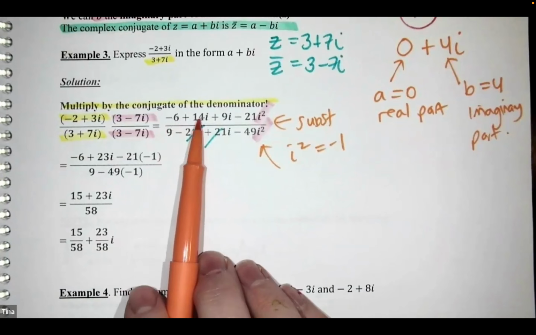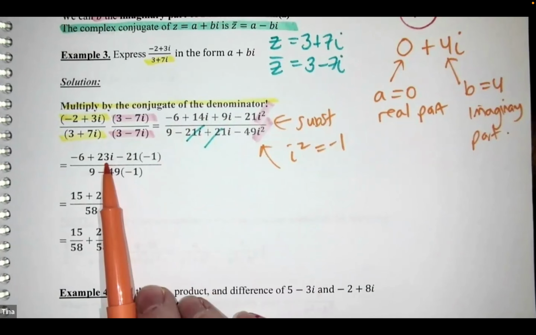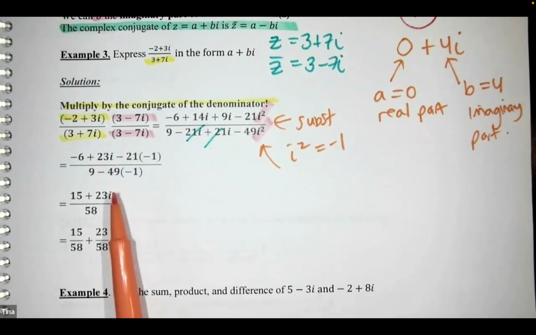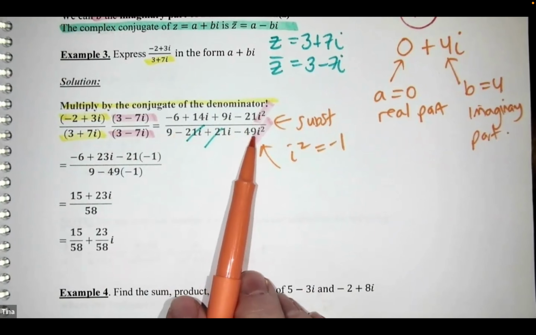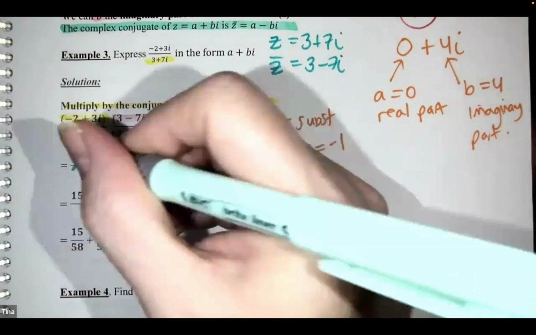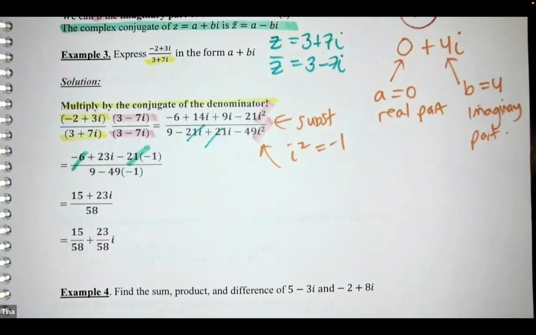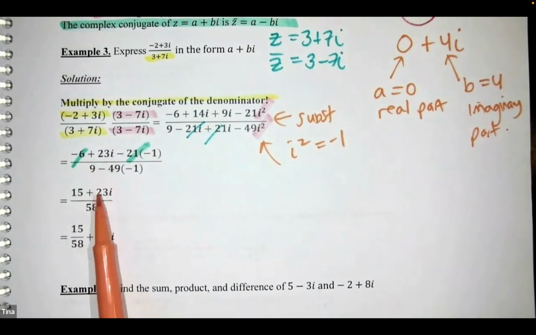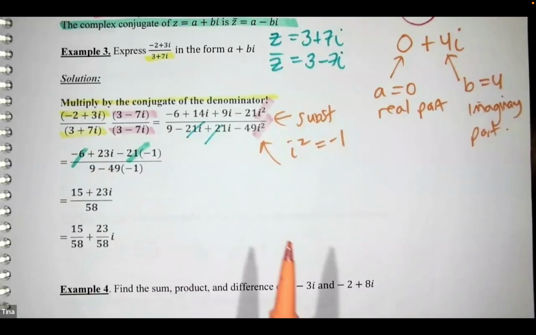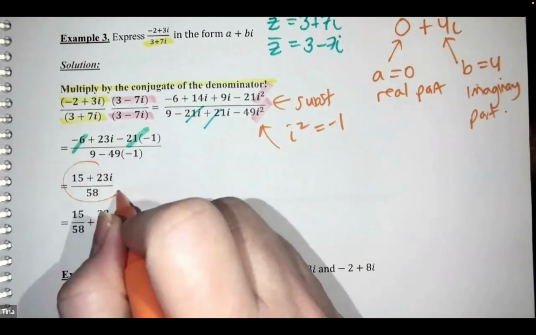So this is negative 6 plus, if we add these two, we get plus 23I minus 21 times negative 1. And the bottom, 9 minus 49 times negative 1. And then we just add up the like terms, right? We've got a negative 6 and a plus 21. So we really got 15 plus 23I on the top. And be careful of your signs. That's really 9 plus 49. So this is our answer.